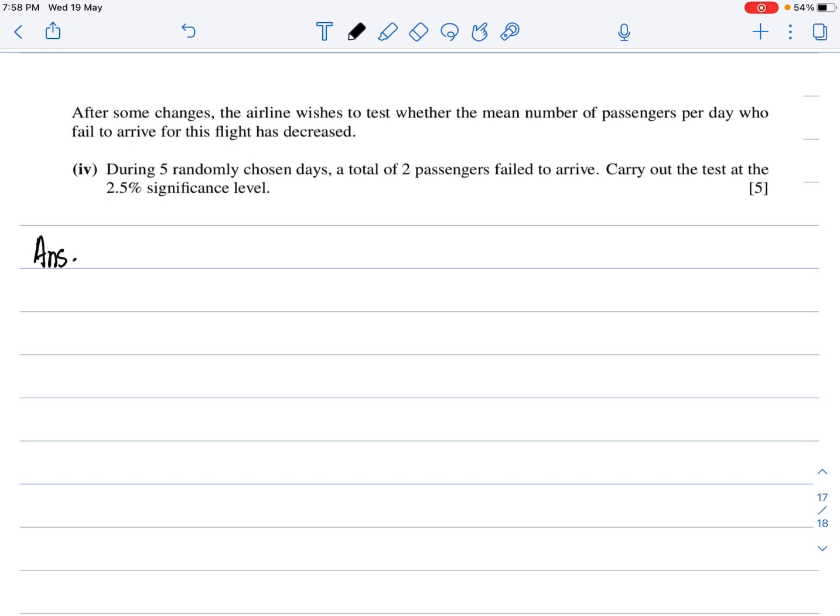Yes, so this is the fourth part of the question. Now after some changes, the airline wishes to test whether the mean number of passengers per day who fail to arrive for this flight has decreased.